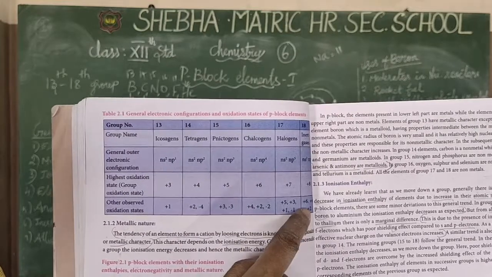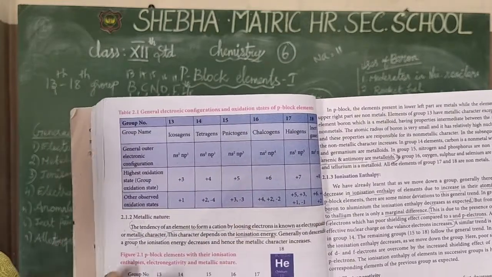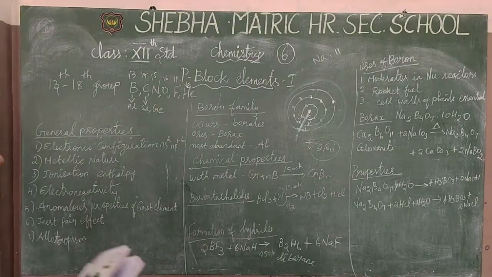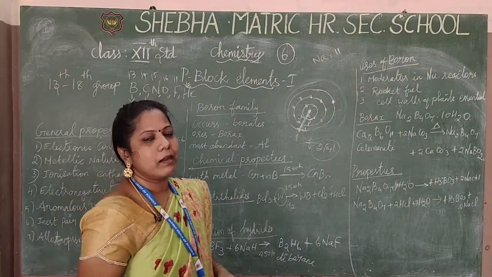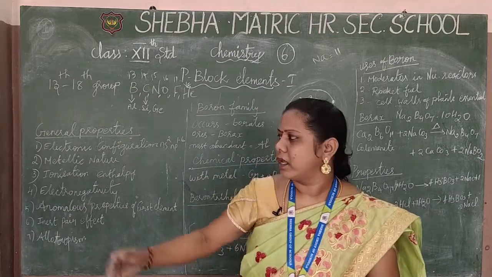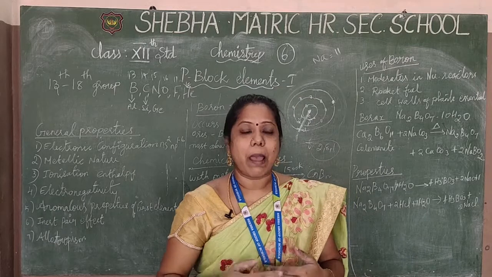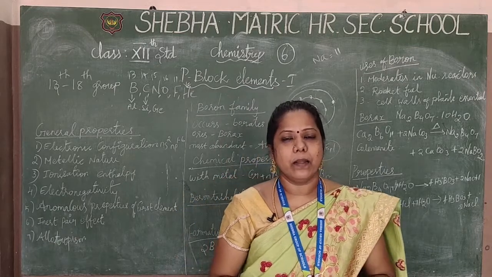That is the last tabulation. We have to notice the tabulation for other oxidation states of p block elements. I hope you understand this p block elements up to boron and borax. Further families we will discuss in the next class.